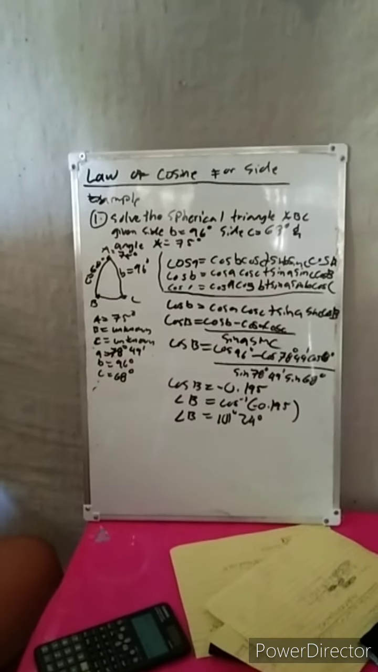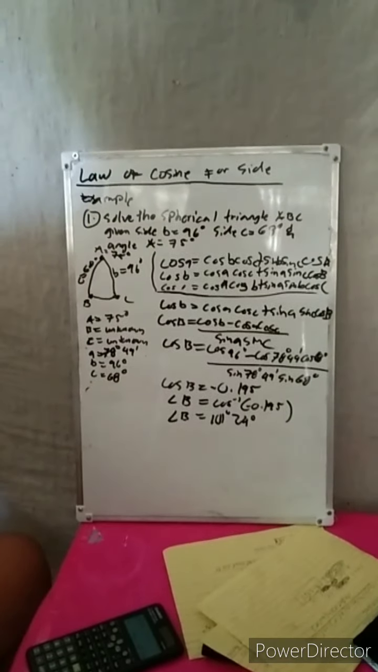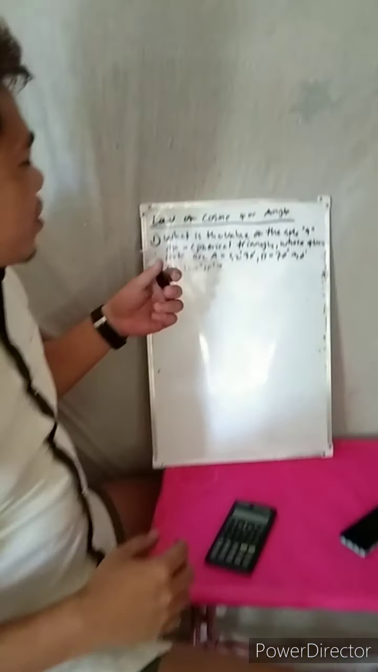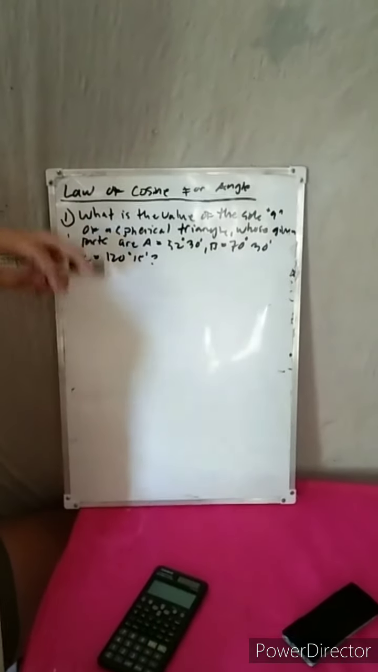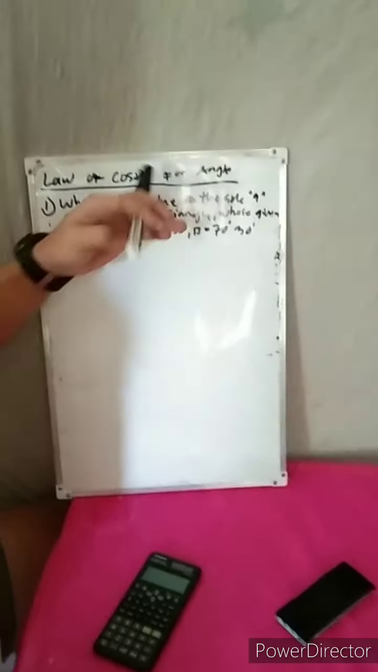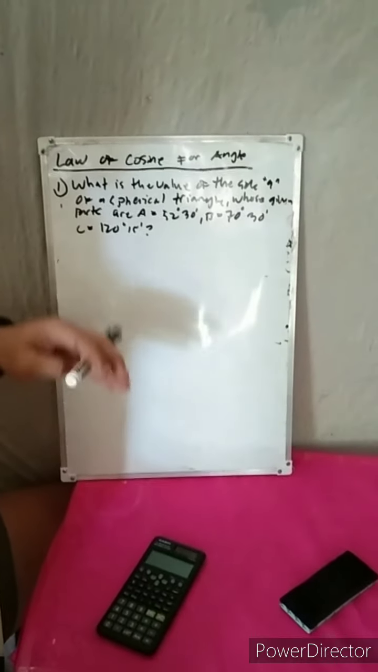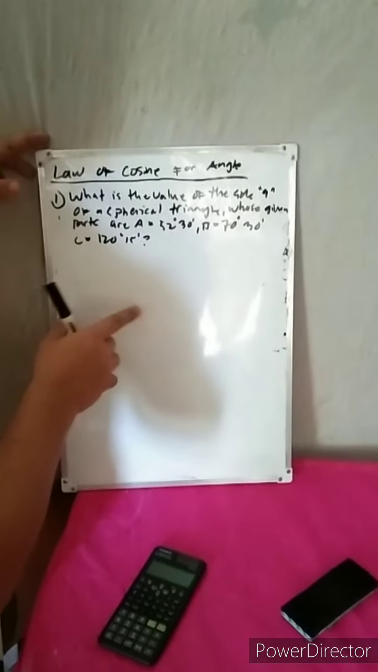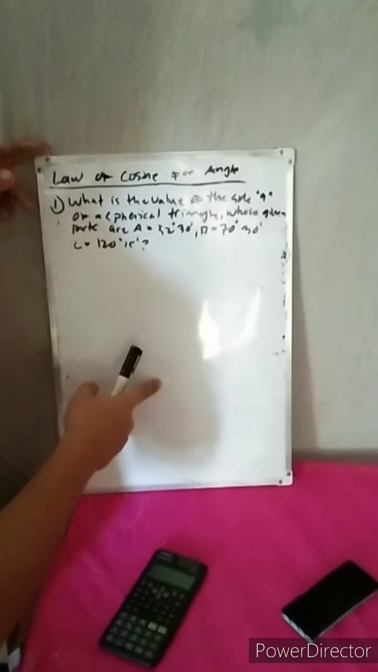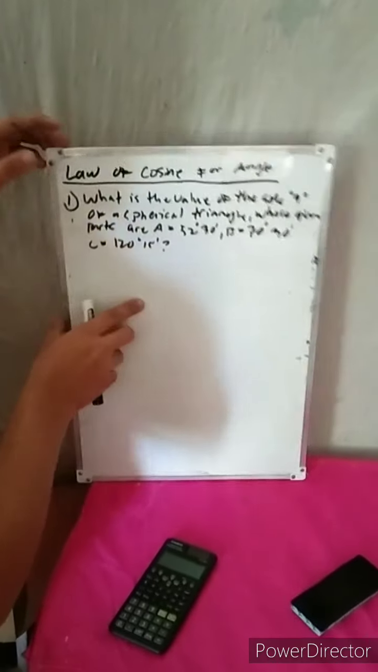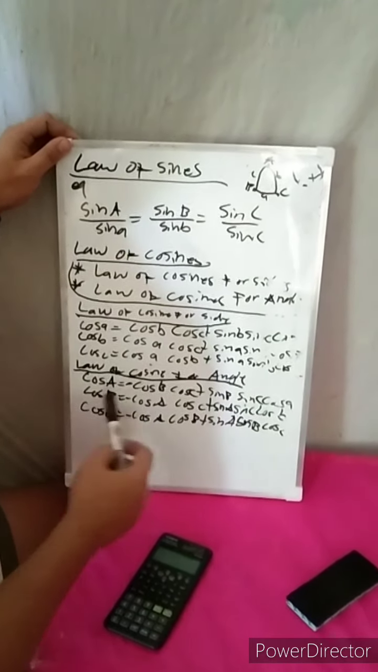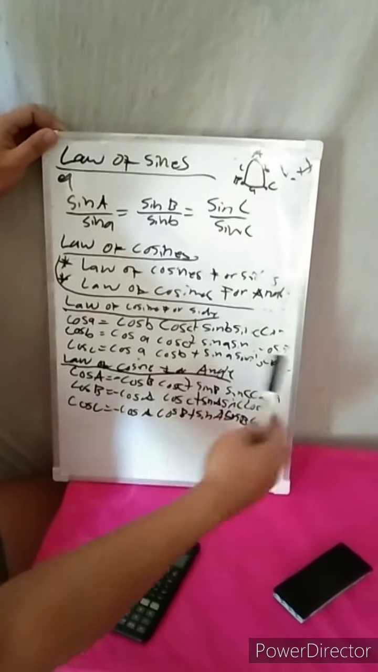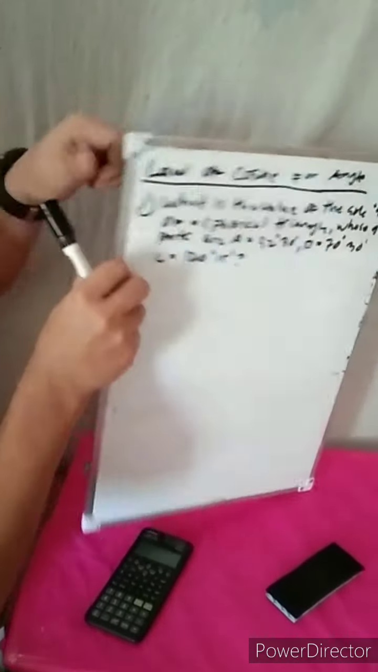So let's move to another example of law of cosine for angle. I have one short word problem about law of cosine for angle so we can understand how to use its equation. We discussed it previously, so we can see the law of cosine for angle equations. So we will use it in this example.